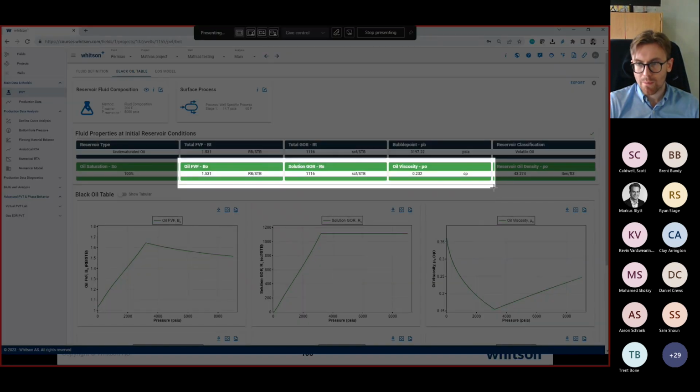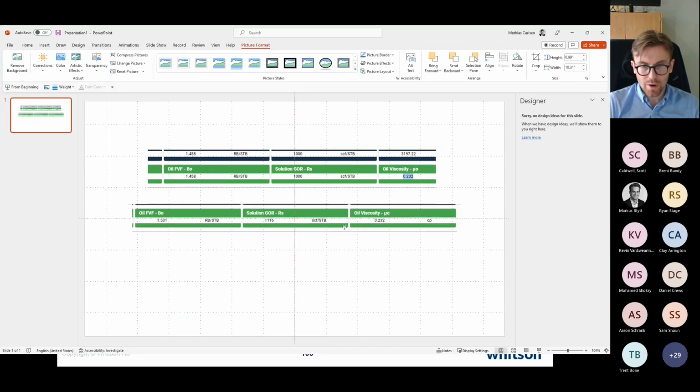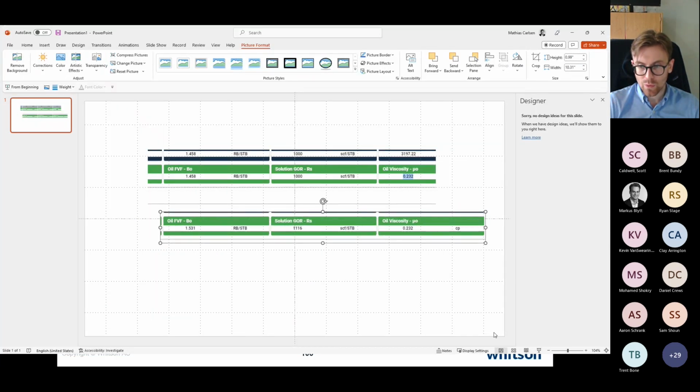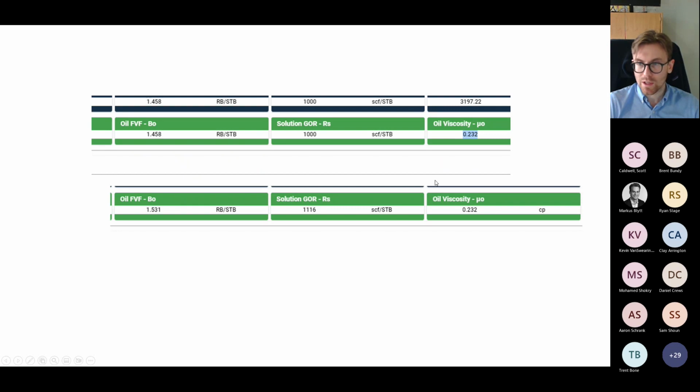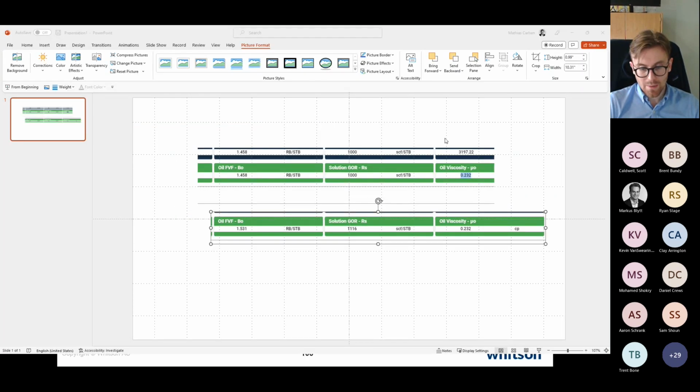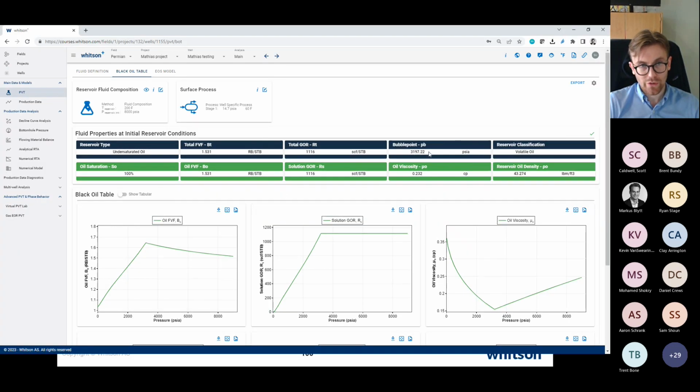We see that my solution GOR now went up. If we take a look at this, a little bit ugly, but there we go. Viscosities here are the same. Solution GOR went up. The formation volume factor went up as we expect, but saturation pressure is also the same.